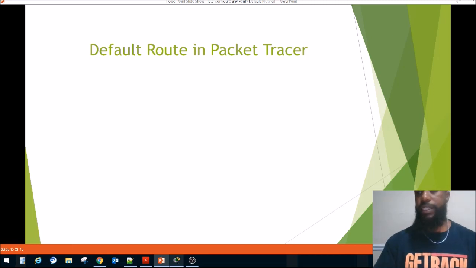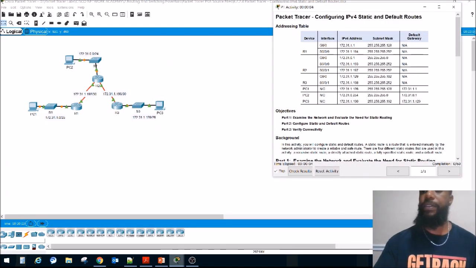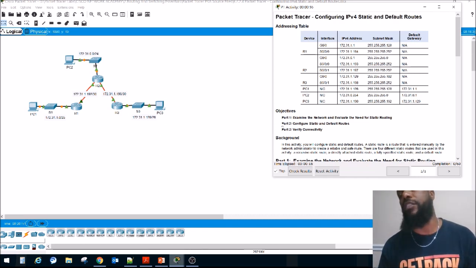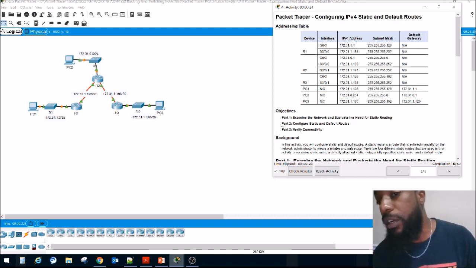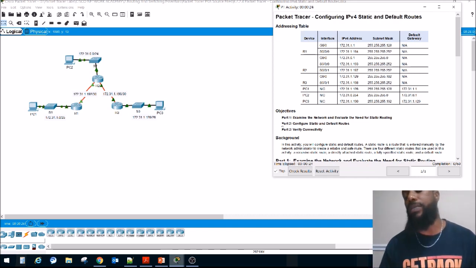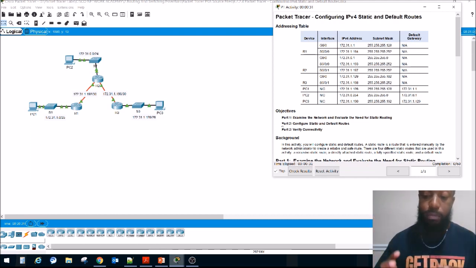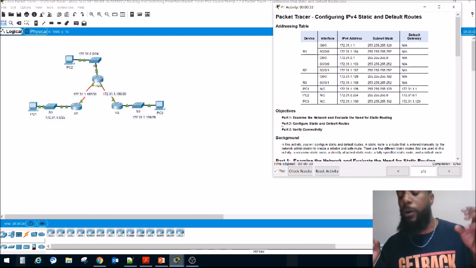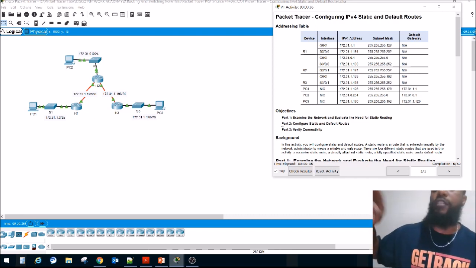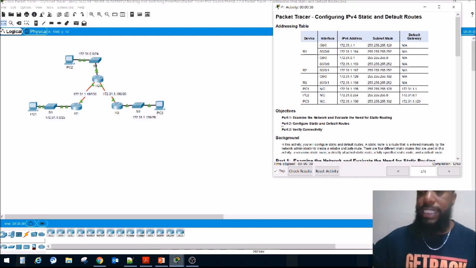All right, so let me show y'all an example in Packet Tracer. We're going to configure IPv4 static and default routes. So this is basically a combination of points made in the last video and points made in this video as well. Again, with static routes, or default routes rather, we're going to break this stuff up into 2, 3, or 4 videos. In this one, we're just going to be talking about plain old default routes with IPv4. And that's it. We're going to break down some other stuff, doing default routes with EIGRP and OSPF and a whole bunch of stuff in the next video.